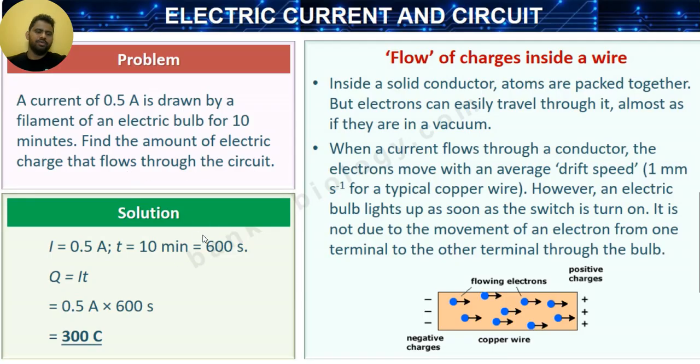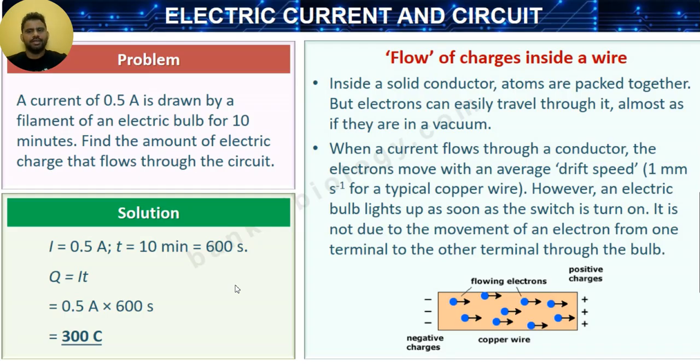So we know I is equal to Q by T. We are asked to find Q, so Q is equal to IT. We are applying this formula. Q is equal to IT. I is 0.5 ampere, time is 600 seconds. So our charge Q is 300 coulomb. Very straightforward and easy question.